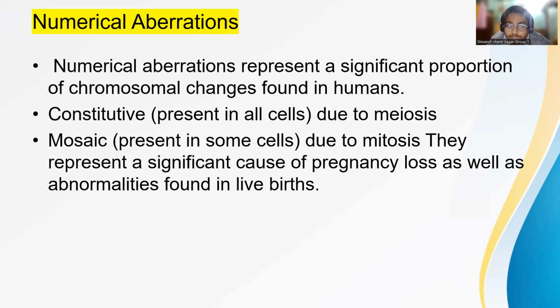Whereas when we see numerical abnormality, changes in the number of chromosomes are found in humans, constitutional when present in all cells, and it happens due to meiosis. Mosaic is present in only some cells and is due to mitosis. They represent a significant cause of pregnancy loss, miscarriages, as well as abnormalities found in children who have been born.